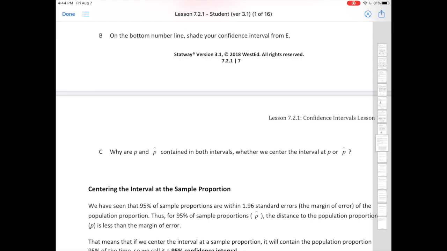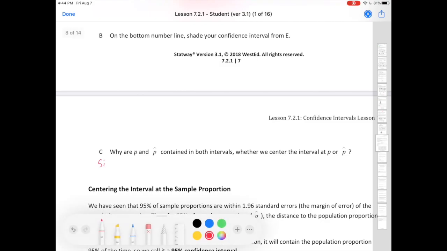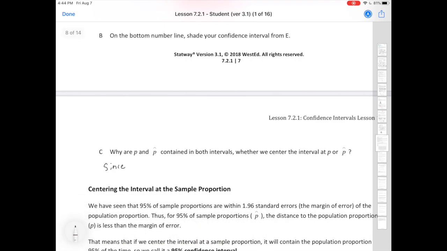So let's go ahead and answer this question. Since, well, let me again use black for this. Since P hat is within E of P, P is also within E of P hat.